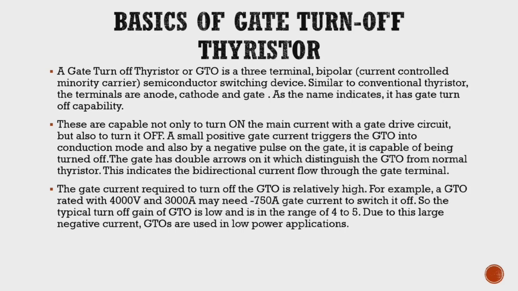The gate current required to turn off the GTO is relatively high. For example, a GTO rated with 4000 volt and 3000 ampere may need negative 750 ampere gate current to switch it off. So the typical turn-off gain of GTO is low, and it is in the range of 4 to 5. Due to this large negative current, GTOs are used in low power applications.